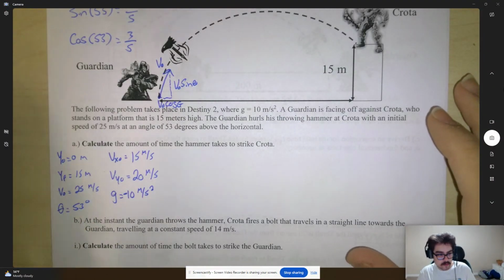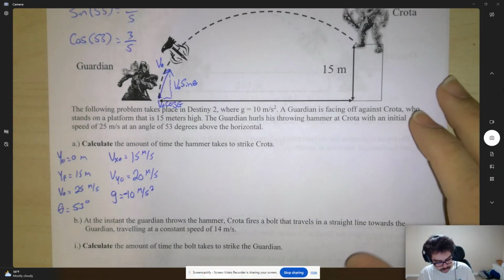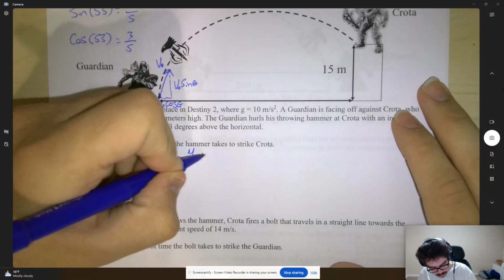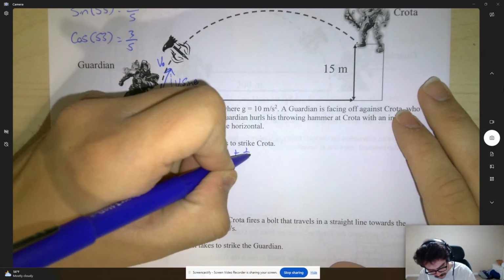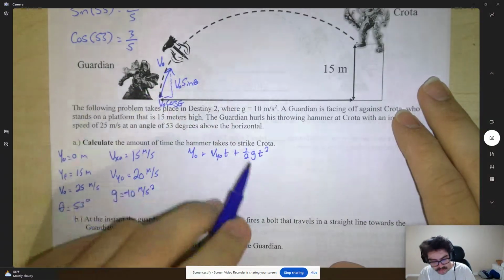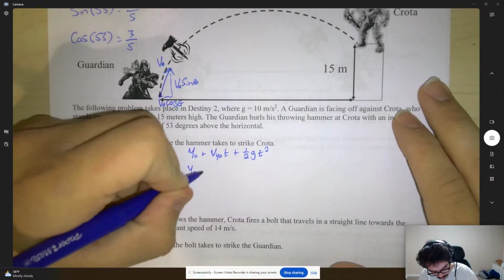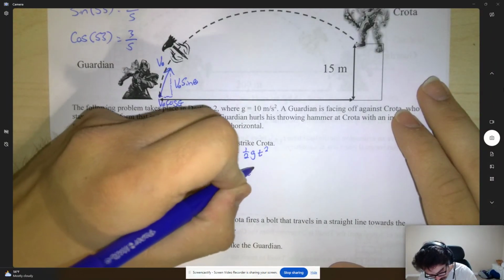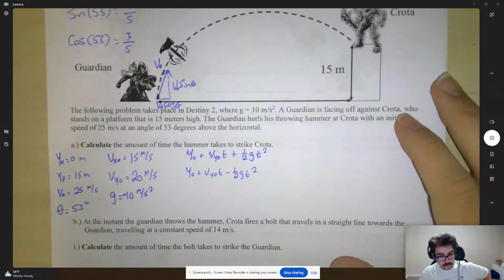So if I set up my equation using y naught plus v y naught t plus 1/2 g t squared. If g is negative, this is technically going to be minus. So it would technically be y naught plus vy naught times t minus 1/2 g t squared. This should give you y final.